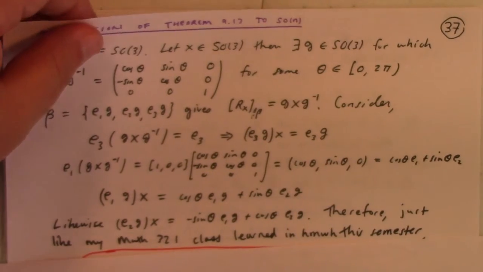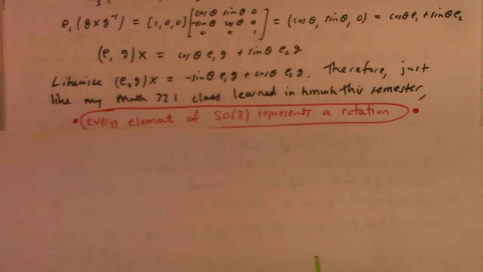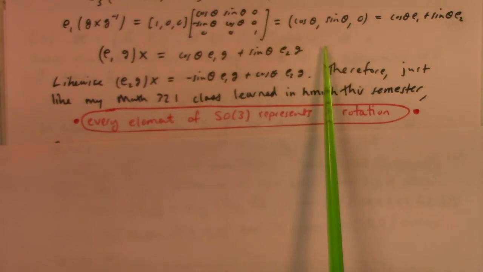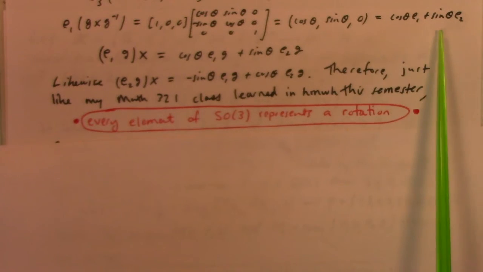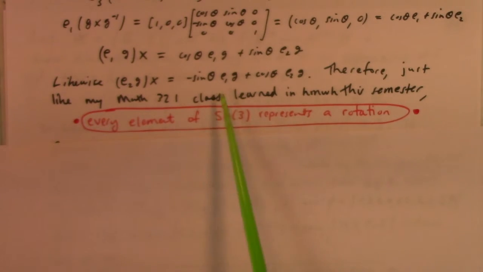Likewise, E2G acting on X gives me this. Therefore, just like my Math 321 class learned in homework this semester, every element of SO3 represents a rotation because the formulas we just derived are a rotation. E3 goes to E3, E1 goes to this cosine sine, and E2 goes to this minus sine cosine. That's exactly a rotation in the E1G, E2G, E3G basis. And so that shows then that every element of SO3 represents a rotation.